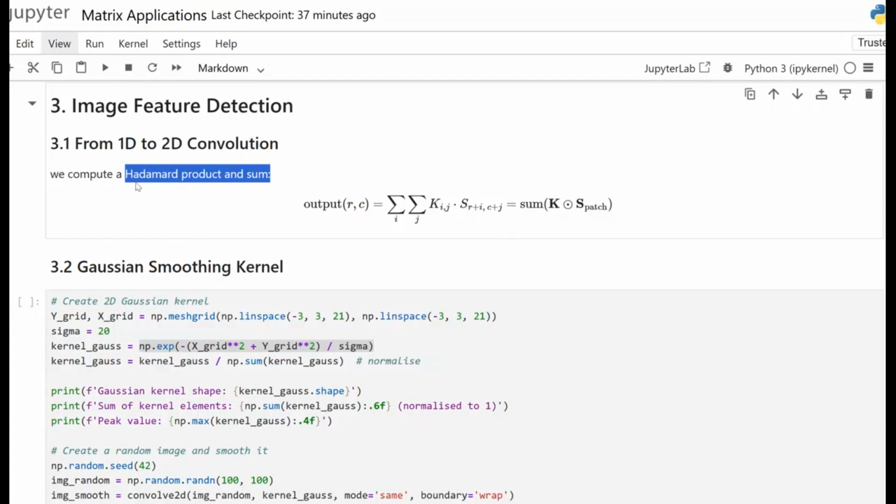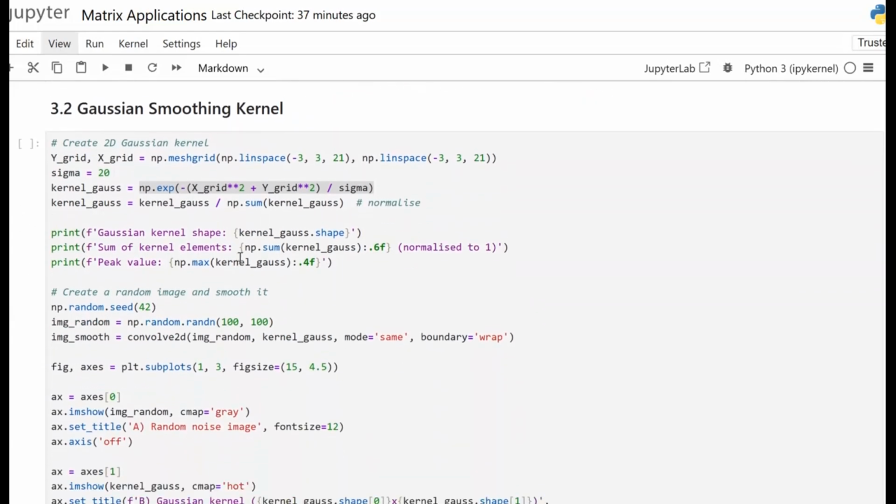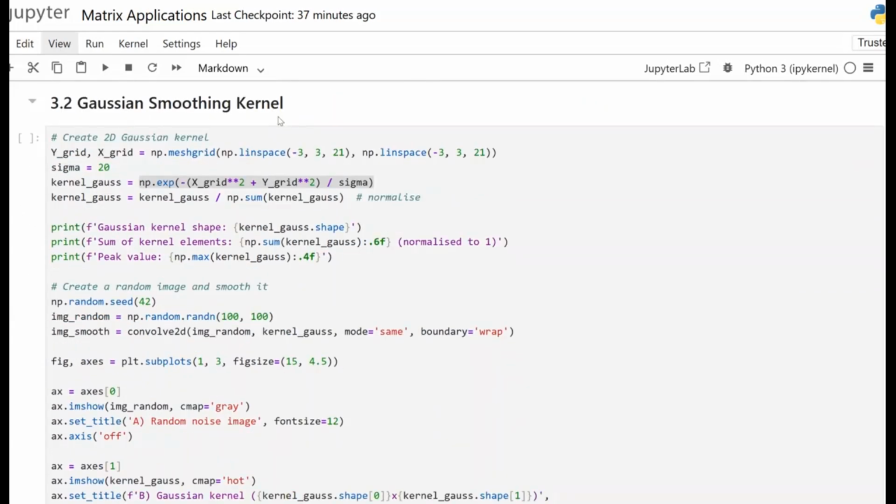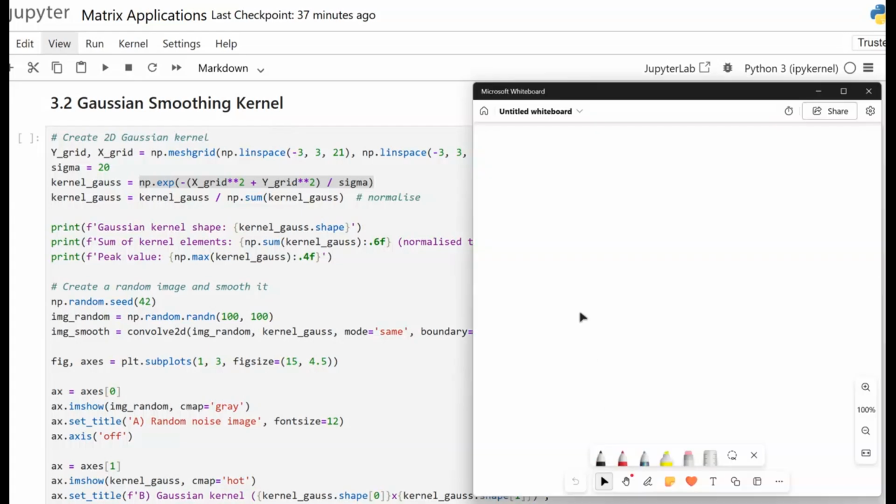So it converts the one-dimensional convolution to two-dimensional convolution. This is the same element-wise multiply and sum operation as a dot product, but applied to a matrix. That is what the Hadamard product and summation is. And dear friends, the kernel K determines what feature is detected. Let me move on to the Gaussian smoothing kernel. A two-dimensional Gaussian kernel acts as a smoother. Here it replaces each pixel with a weighted average of its neighbors.